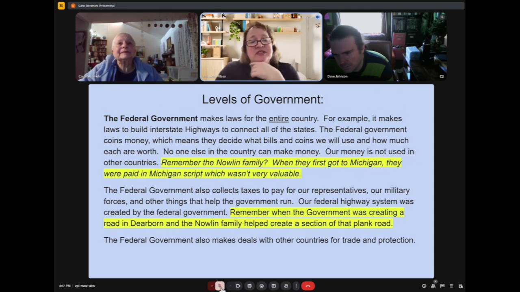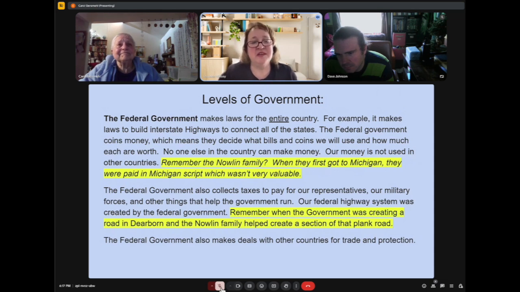So this goes back to federal government: laws for the entire country, interstate highways, coining money. We talked about the Nowlin family. When they first got to Michigan, they were paid for their goods in Michigan script, which wasn't very valuable. When Mr. Nowlin worked to help build the fort, he was paid in Michigan script, which ended up being like $2 as opposed to the $6 it was supposed to be.